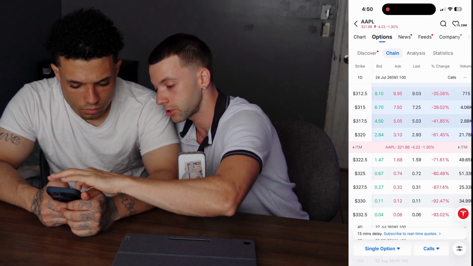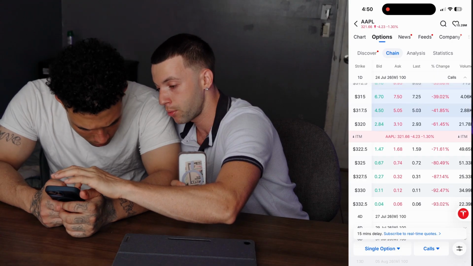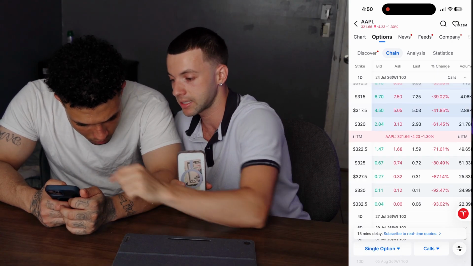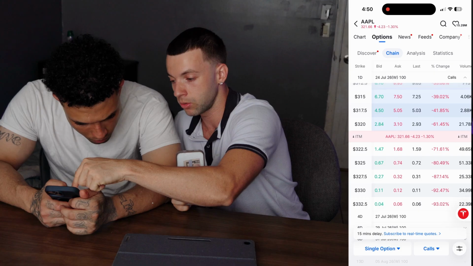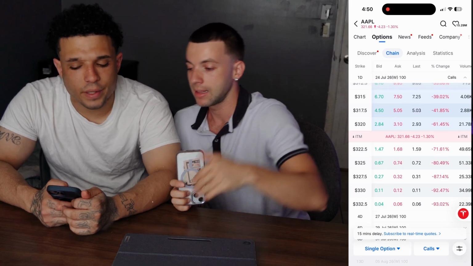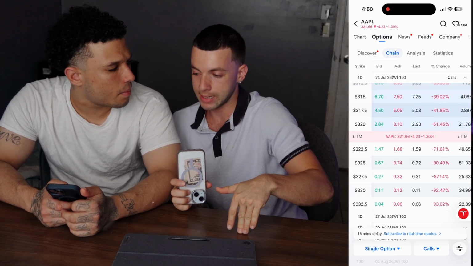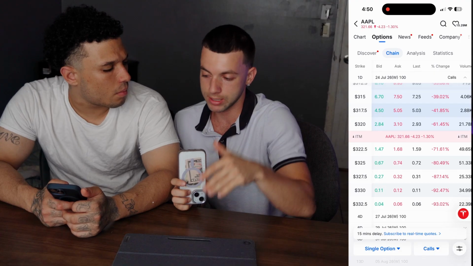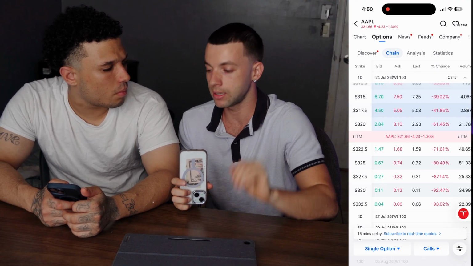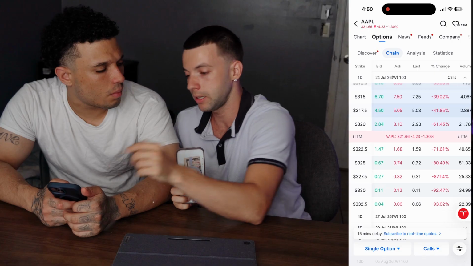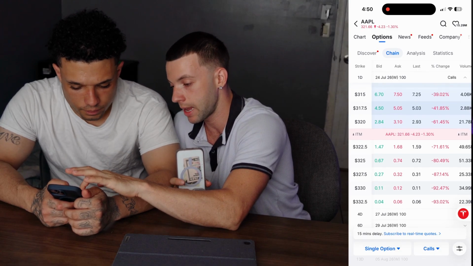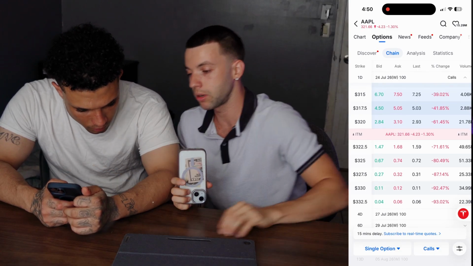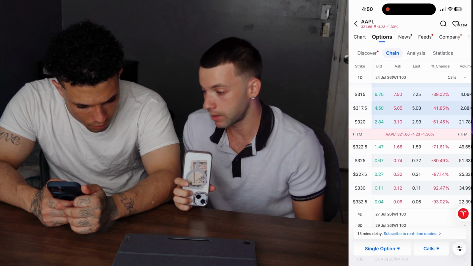So you see in the middle of the screen where it says Apple and it says 321.66, negative 4.2, negative 1.3%. That's the price of Apple right now. And then it shows you how much it's down for the day. But all you need to know is the ticker symbol right next to it, AAPL, and then that price, 321. Apple's at 321 right now.